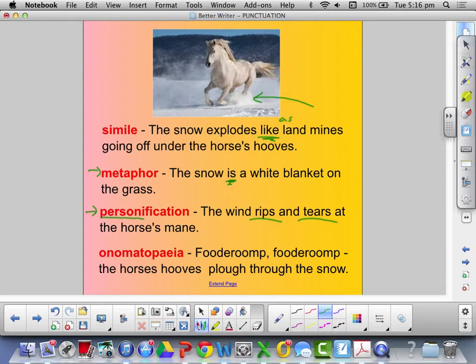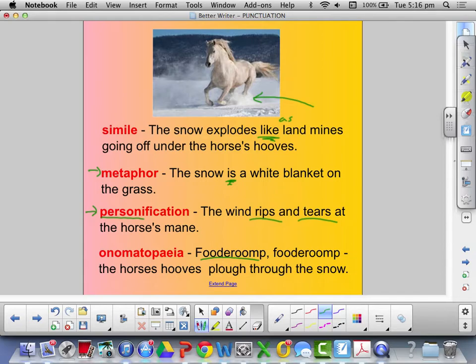Okay, onomatopoeia, big word. It just means words that make the same sound as when you say them. They make a sound. Okay, so I've got footarump, footarump. The horse's hooves plough through the snow. Okay, did you hear my onomatopoeia? Footarump is my onomatopoeia word, because it's a word that I just made up. But it makes that sound. You can hopefully imagine the sound of that horse's hooves as they plough across the snow.